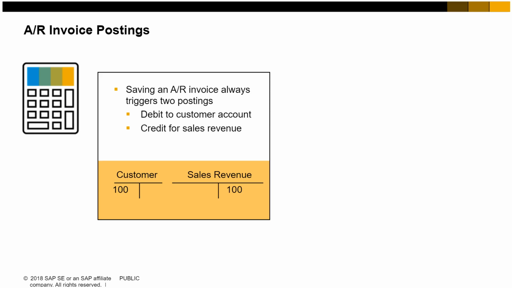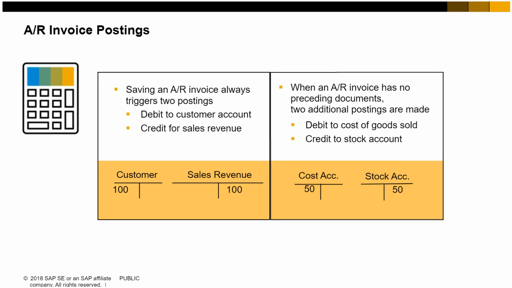Saving an AR invoice always triggers two postings, a debit to the customer account to show what is owed and a credit for sales revenue. When an inventory item is sold on an AR invoice that has no preceding documents, two additional postings are made. These are the postings for issuing the item from inventory, that are usually handled by a delivery document, in a perpetual inventory system, a debit to the cost of goods sold account, and a credit to the stock account.